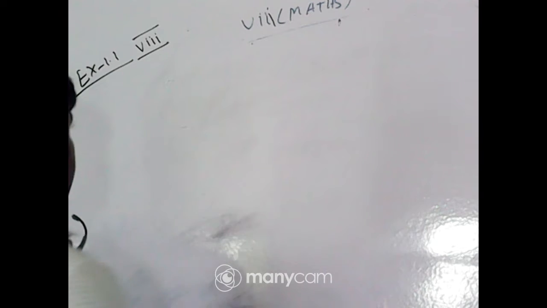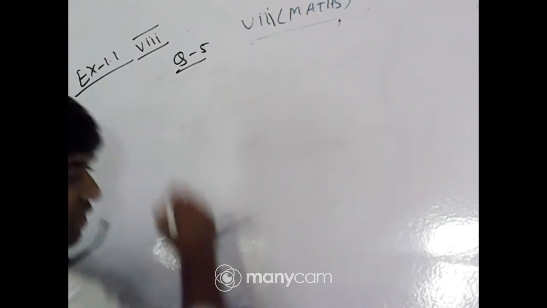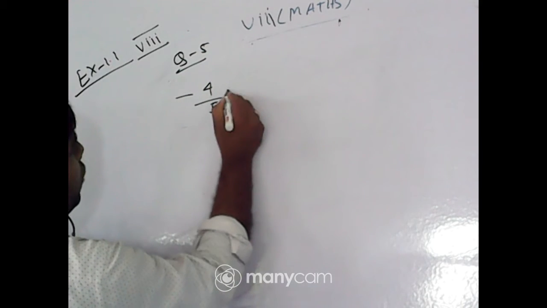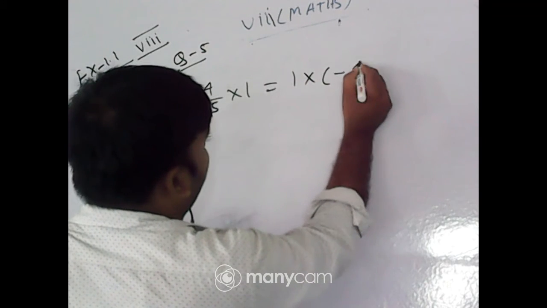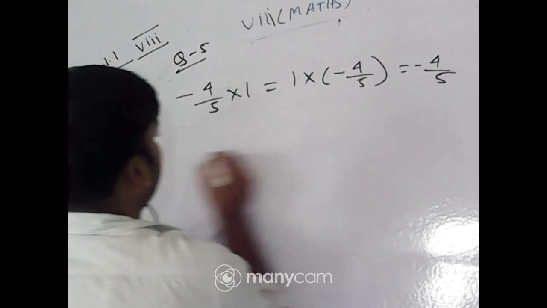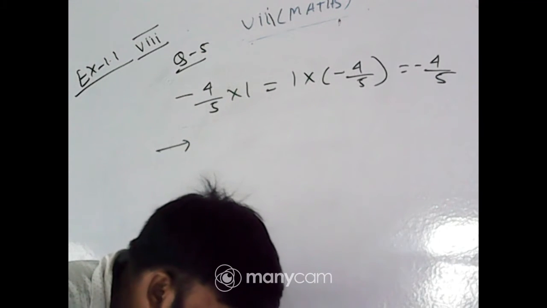Okay, tell me, you will answer question number 5, first question. Minus 4 by 5 into 1 equal to 1 into minus 4 by 5 equal to minus 4 by 5. What property is used here under multiplication?